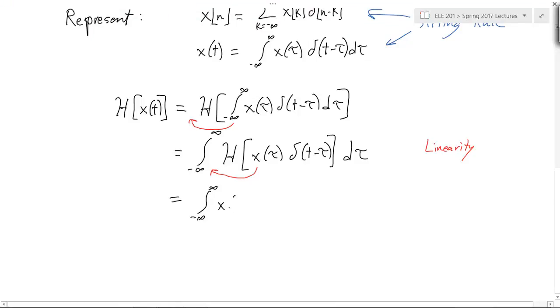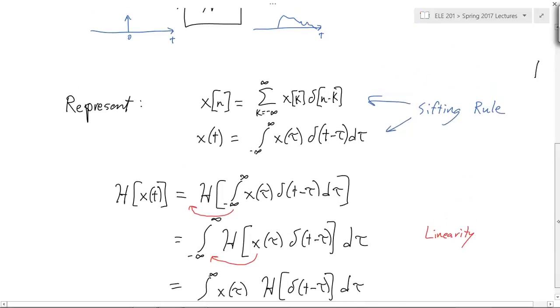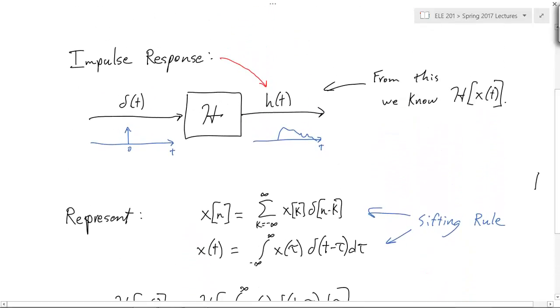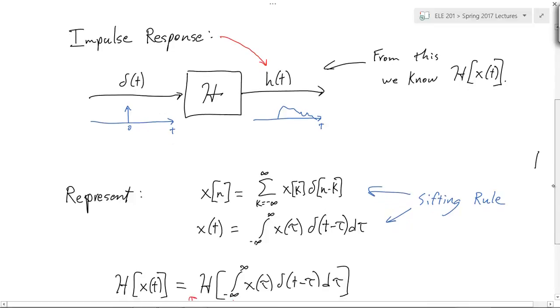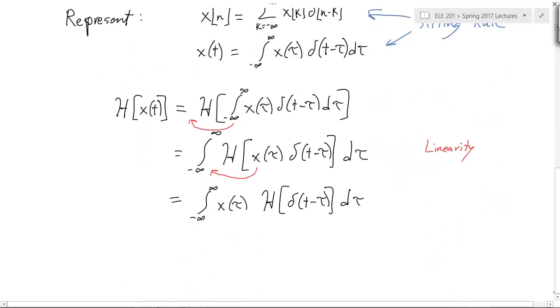And we get x of tau, and we get h operating only on the delta function. And then lastly, we say, well, what's h going to do to a delta? Well, we know by the definition of the impulse response that if I put in a delta at time 0, I get h of t out. And by time invariance, I know that if I put in a delta delayed to time tau, I should get that same impulse response delayed to time tau. So it's delayed by tau.